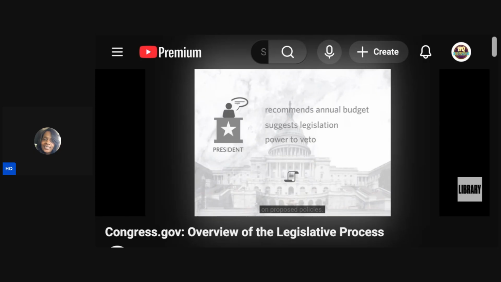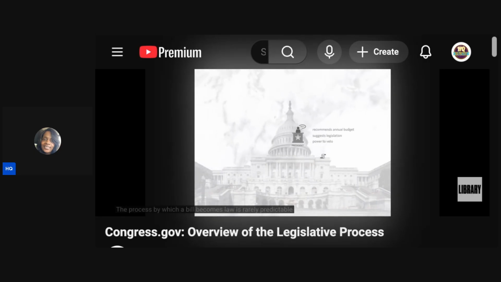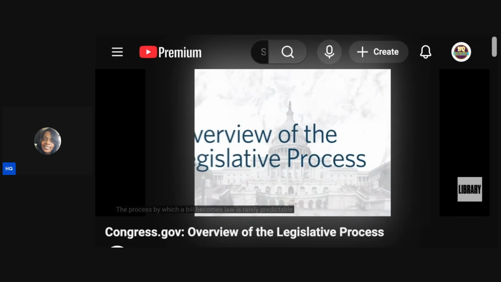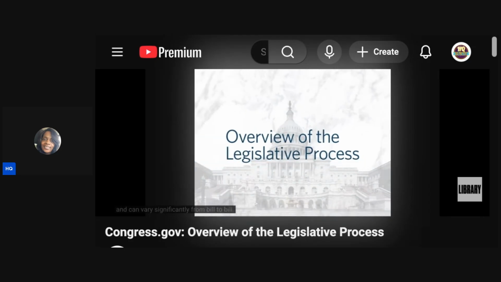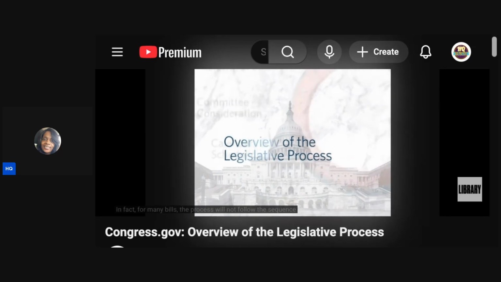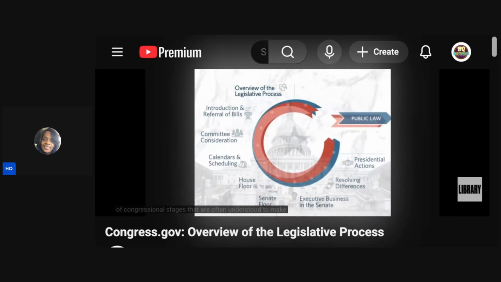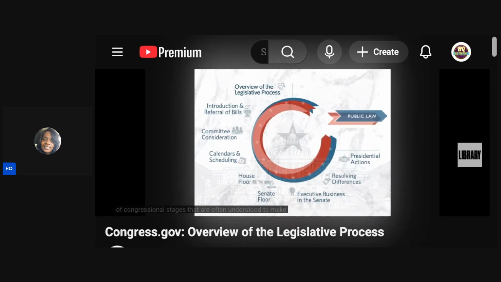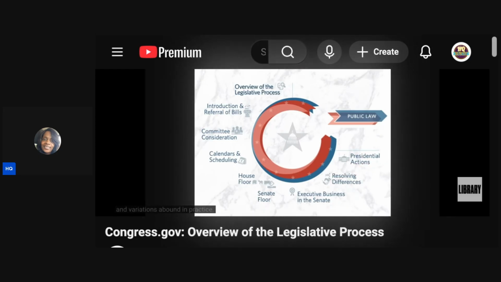The process by which a bill becomes law is rarely predictable and can vary significantly from bill to bill. In fact, for many bills, the process will not follow the sequence of congressional stages that are often understood to make up the legislative process. The presentations on specific topics that follow present a more detailed look at each of the common stages through which a bill may move. But keep in mind that the complications and variations abound in practice.